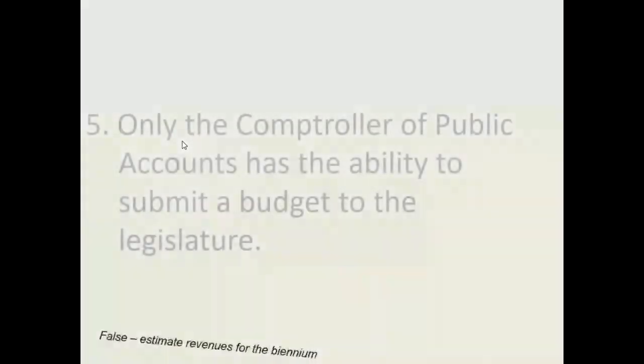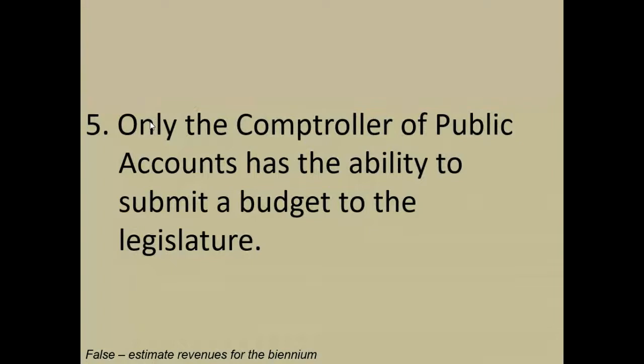Only the Comptroller of Public Accounts has the ability to submit a budget to the legislature. That's not really the role of the comptroller. The role of the comptroller is to estimate revenues. But that's important because the legislature can't appropriate more money than the comptroller's estimate. Are comptrollers typically really conservative about their estimates, or generous? They're pretty conservative, because they don't want to get blamed for estimating more revenue and then the state finds itself in a real financial pinch when that revenue doesn't materialize.